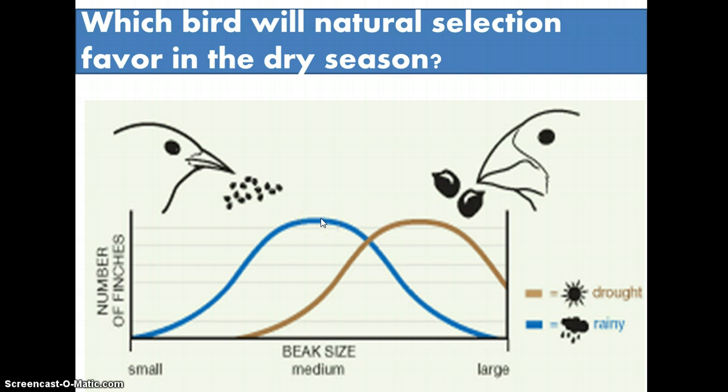But in times of drought, so now we look at the brown line. In times of drought, if you're a bird that has a small beak, there are 0 or close to 0 numbers of finches at that time. So that's not a good trait to have in the dry season. So just make sure that you can look at different types of graphs and answer questions about what is going on and what type of trait will make you more successful at a particular time.